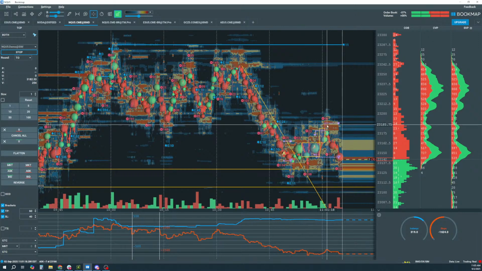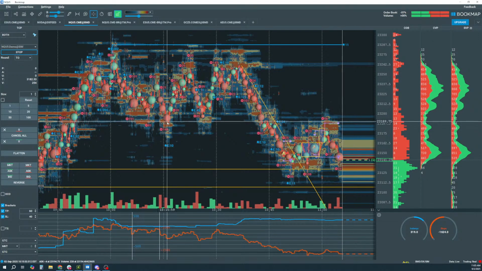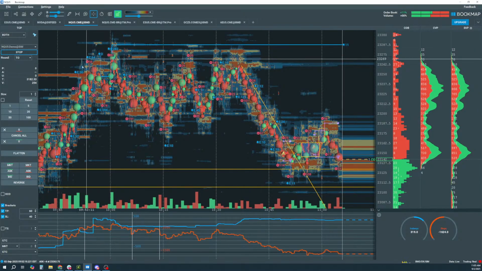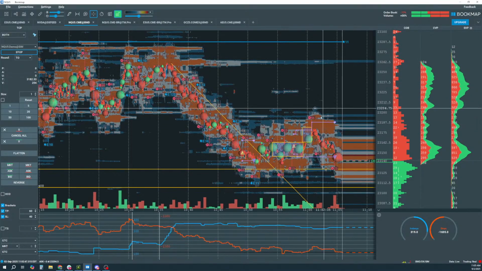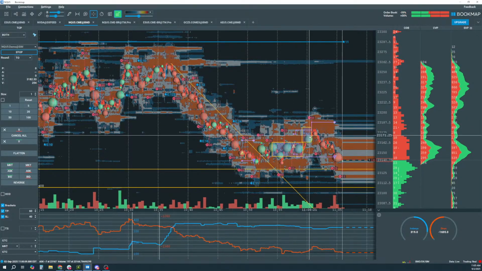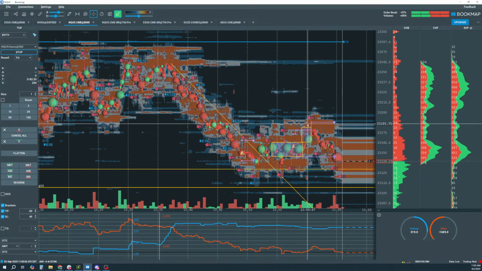Yeah, I still kind of like that 190 level up here, to be honest. This is the structural level in here where we drop from, right, from all of that. So it still looks about right.